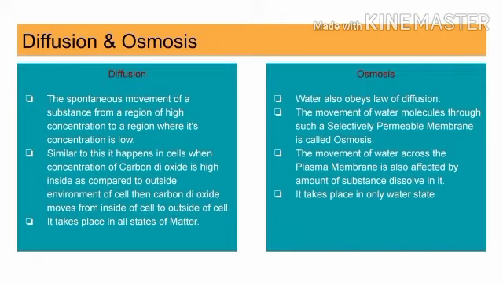Osmosis: water obeys the laws of diffusion, but it also helps in osmosis. The movement of water molecules through a selectively permeable membrane is called osmosis. The movement of water across the plasma membrane is also affected by the amount of substance dissolved in it. It takes place only in the water state. This means that osmosis could take place only if water is present in any amount in the following solution or the following place.